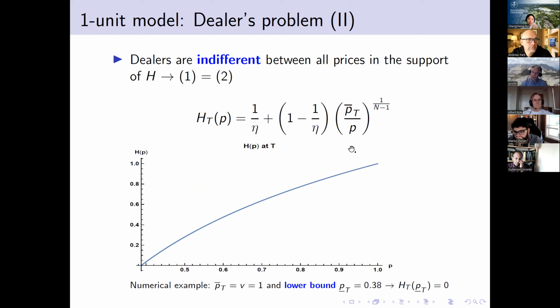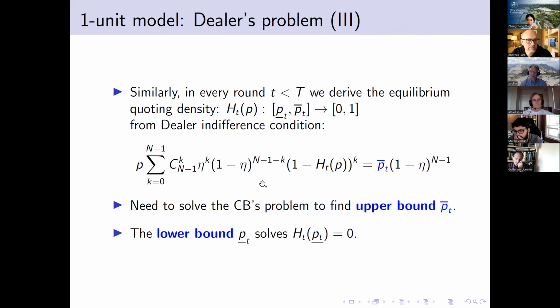But the new thing here is that now we will step back one period and we'll say, okay, if that's the endogenous density in the last round, what about a round before? And so in the previous round, we have exactly the same indifference condition, but what changes is the maximum reservation value that the central bank is going to be willing to pay. In the last round, that's V, the maximum reservation value we know the bank will want to pay. But in the previous round, this is actually going to be a decision variable for the central bank.